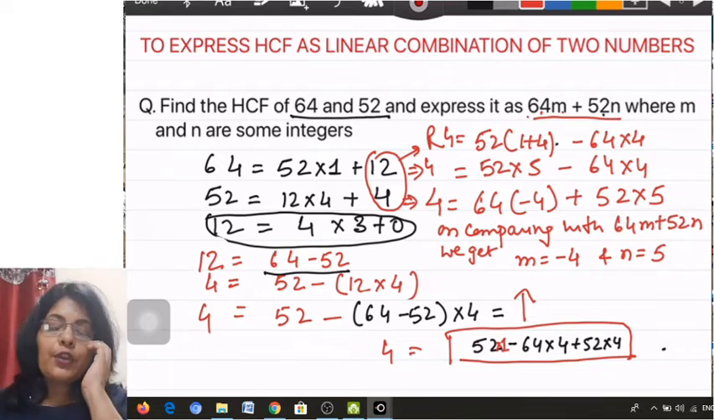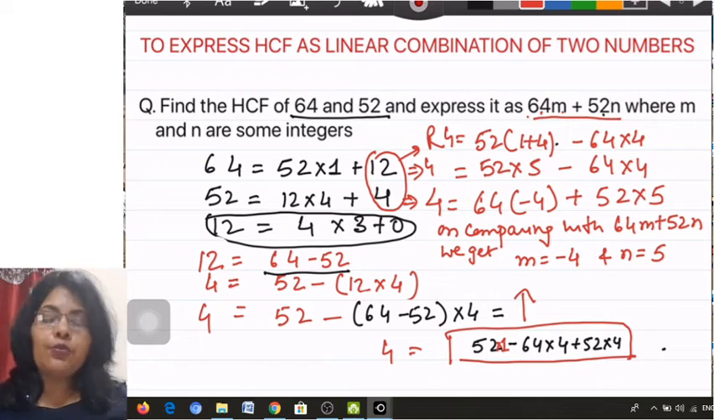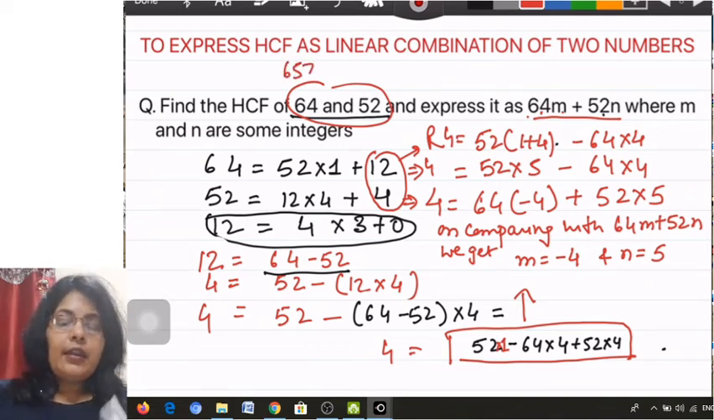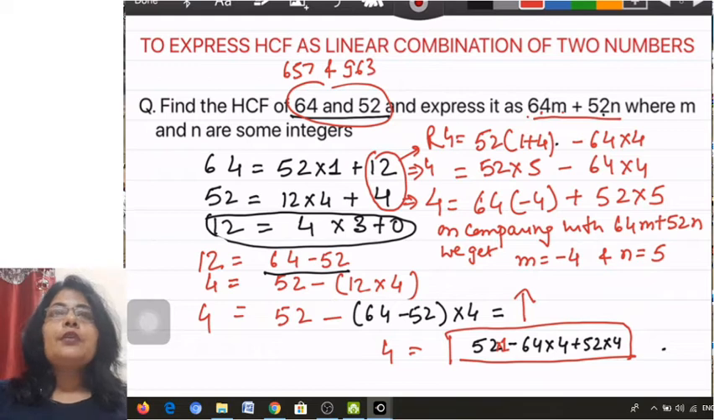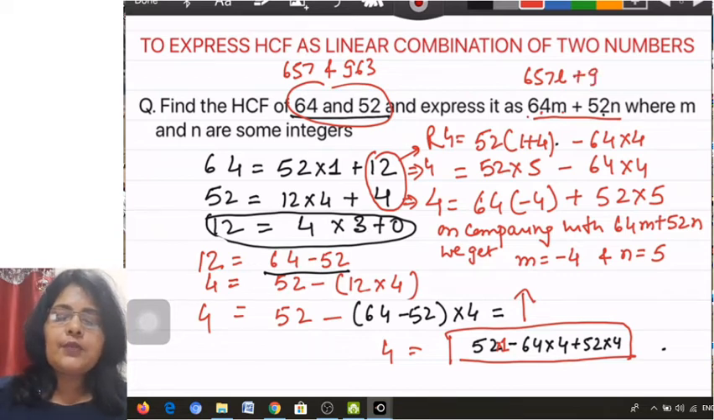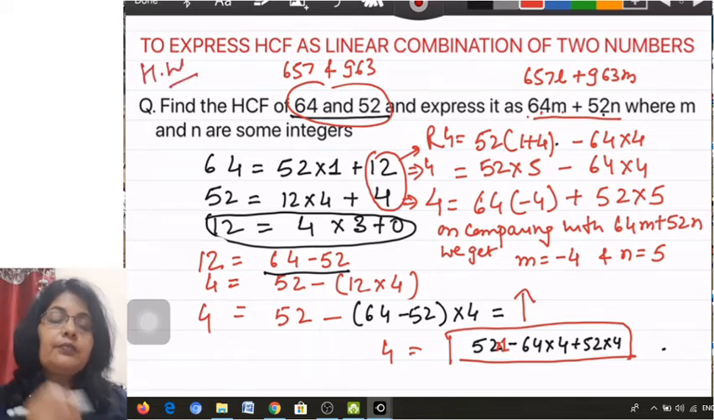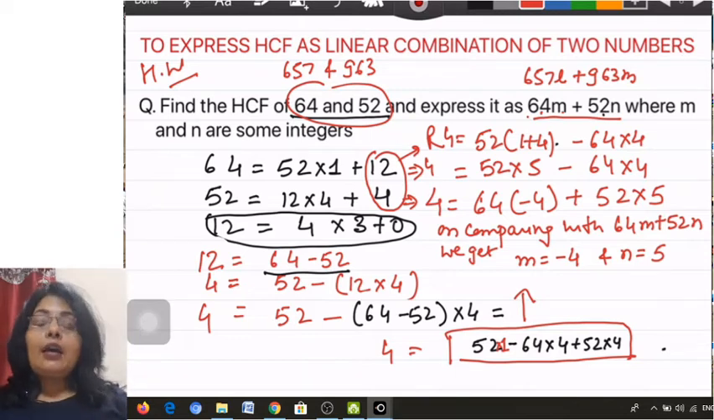I just want to give you one question and see whether you can do it or not. Instead of this 64 and 52, write down 657 and 963, and this will become 657L plus 963M. It is very simple, where L and M are integers. This is a homework question for you all. This was the concept which is to be seen sometimes in the paper.